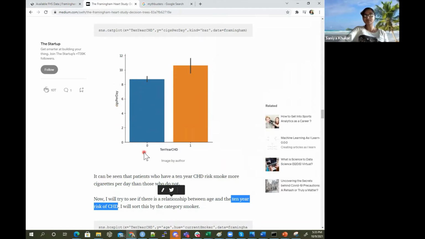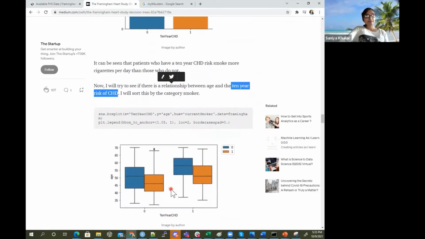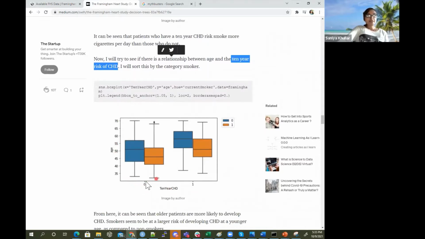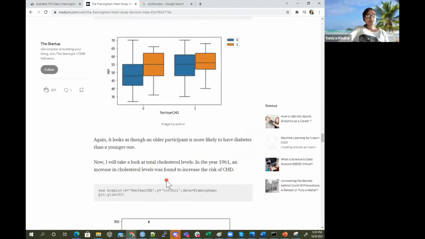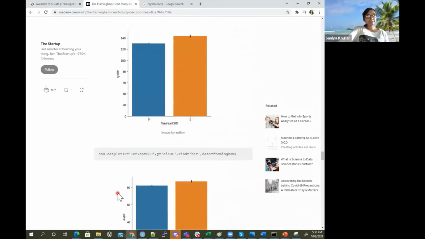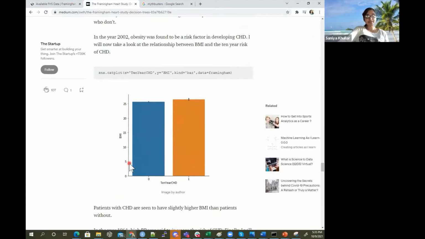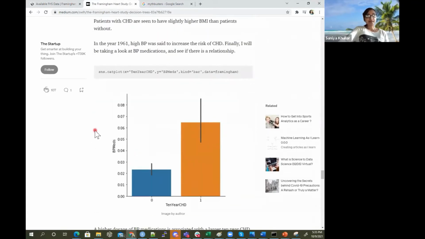These are just ways to summarize the data. We have a bar here that shows the average, and this shows the typical range within it. And then you can see the 10-year CHD as well. These are just different metrics by age, diabetes, total cholesterol, body mass index, and blood pressure medications. Do you see that the number of blood pressure medications can sort of predict how high your blood pressure is, right? If you have high blood pressure, you'll be taking more medications.